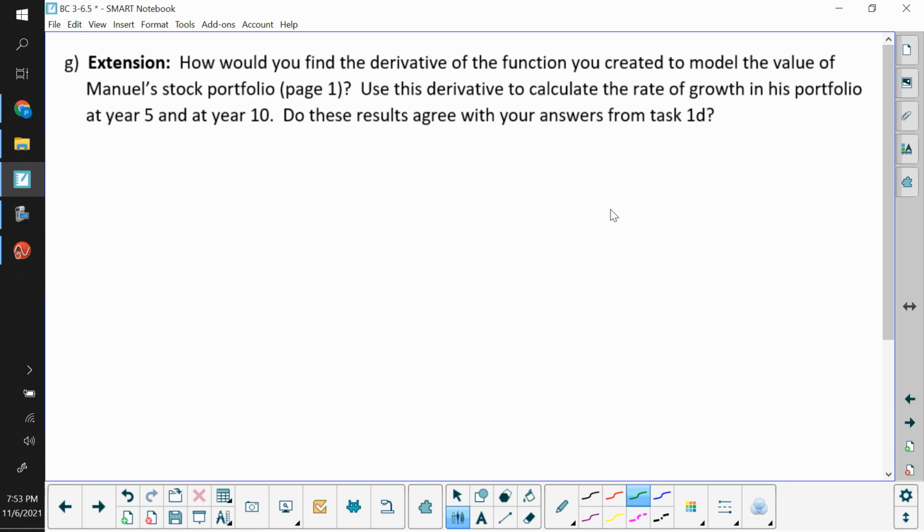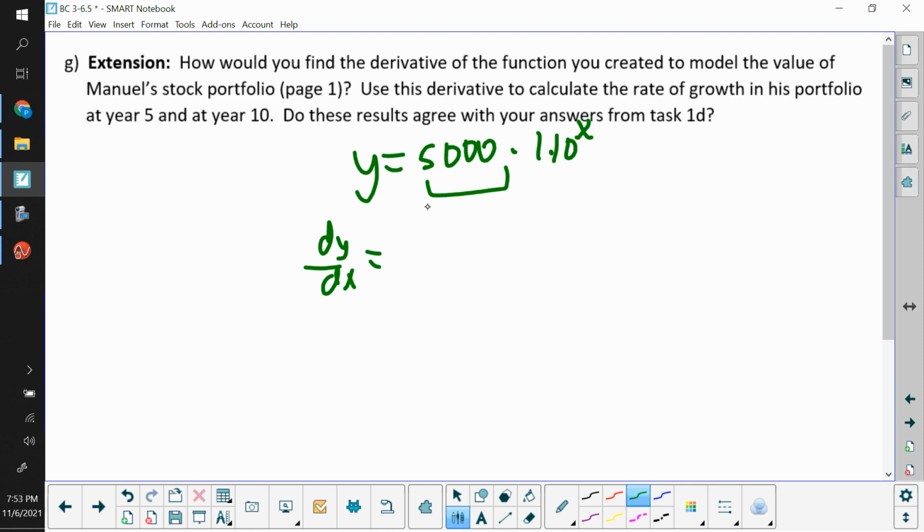So to finish this out, let's go back to that original one that we looked at. So we had y equals 5,000 times 1.10 to the x. Well, this is just out front. Just like if you had a 5,000 in front of a sine, you would just leave the 5,000 out front and do sine's derivative. So when we do our derivative here, we'll just leave the 5,000 out front, and now do the derivative of 1.10 to the x. Well, that should be natural log of 1.10 times 1.10 to the x. And what I want you to do to finish this out, check that at x equals 5 and x equals 10.